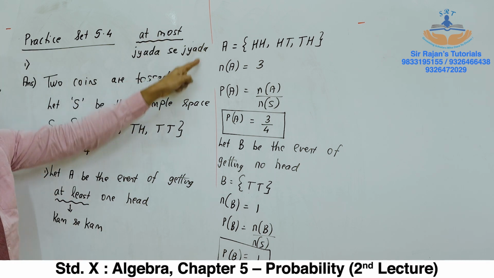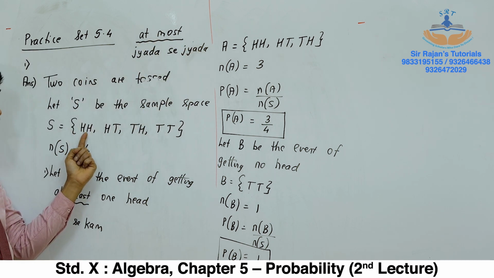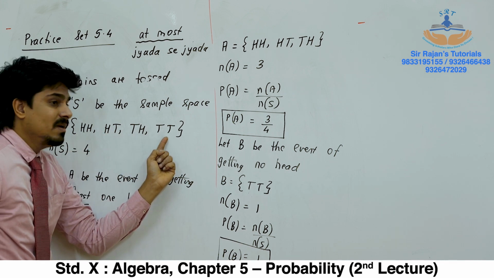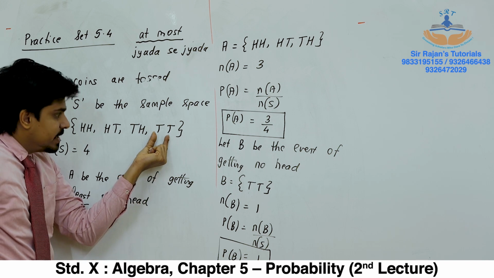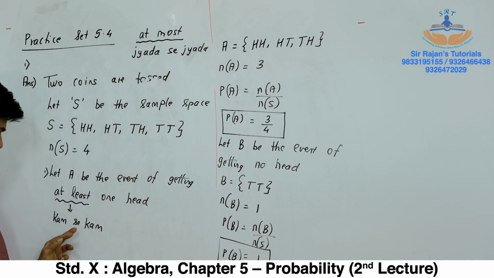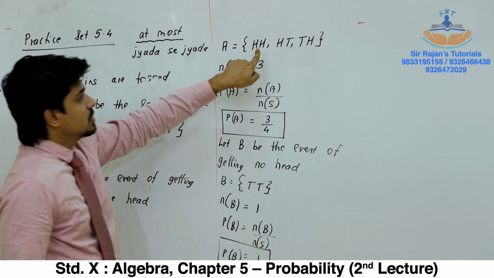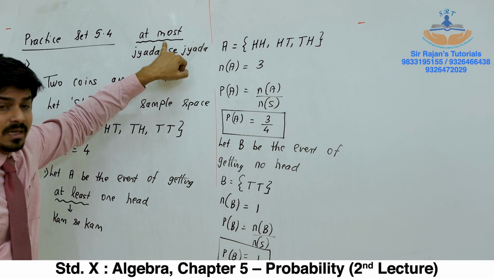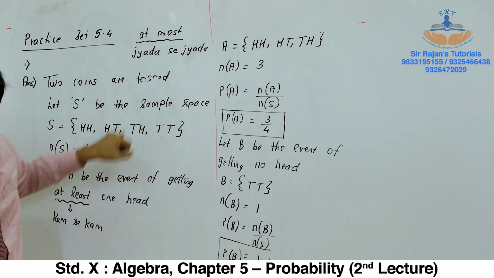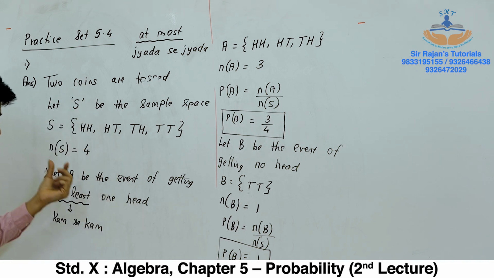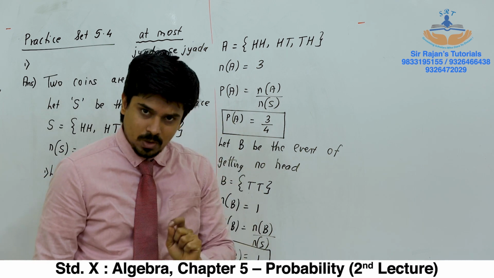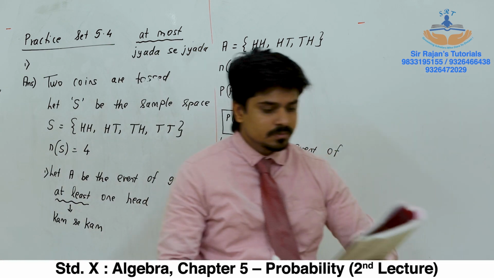So favorable outcomes for this particular event: HH, एक से ज्यादा हेड है, नहीं चलेगा. HT will come, TH will come and TT will come. So TT will come over here and when you talk about at least मतलब कम से कम एक हेड, so HH, HT and TH. This is the difference between at least and at most. इधर mistake होता है. ये दो चीज समझ में आया. At least का मतलब कम से कम, at most का मतलब ज्यादा से ज्यादा. Okay. Now we go to the next one.